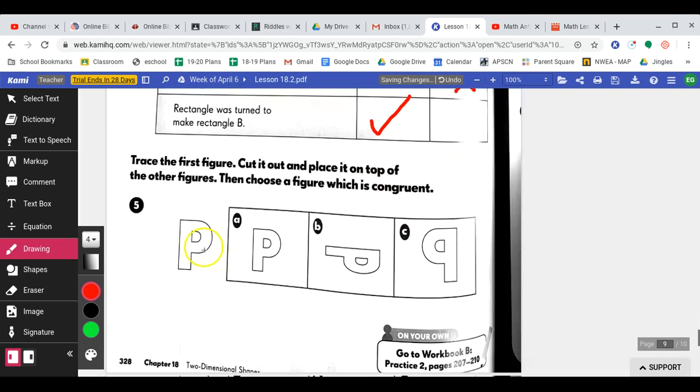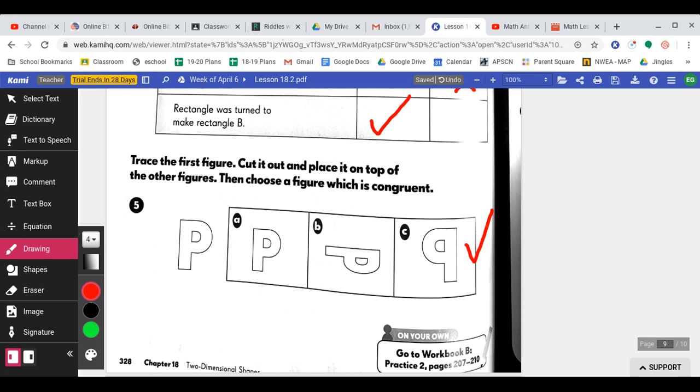Okay, now trace the first figure, this P, and then cut it out to decide which one is congruent to it. The one that you should get is this one. Okay, those are all of the answers to your 18.2 Let's Practice. I'll have your workbook pages listed separately. Let me know if you've got questions.